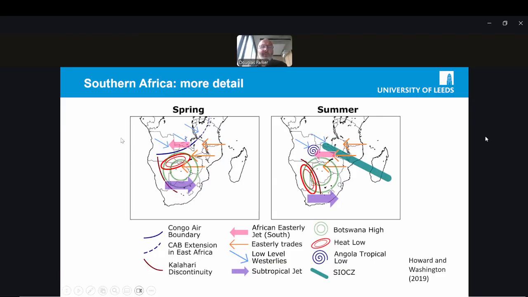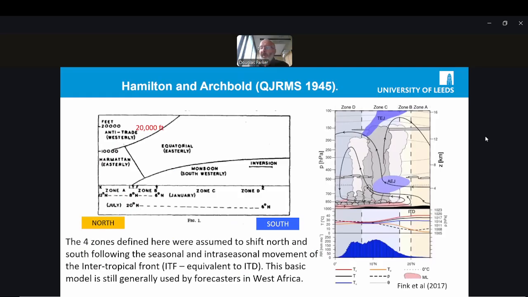I won't, in the interest of time, say so much about here, but just to say that this Congo air boundary, there's a lot of renewed interest in this feature as a driver and controller of variability across Southern Africa. So what I want to do now is talk about how those large climatic zones, if we look at the whole continent, actually translate into meteorological features in the synoptic scale and the fine scale. So there's a couple of images here.